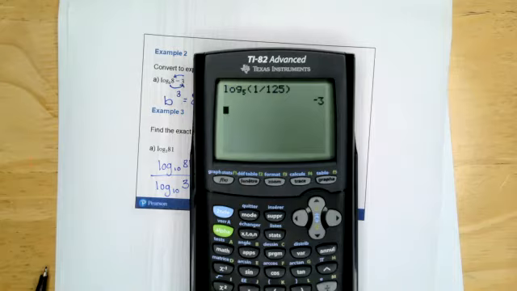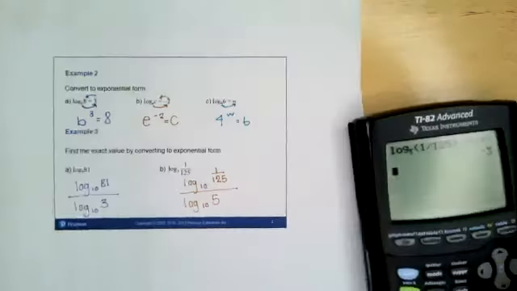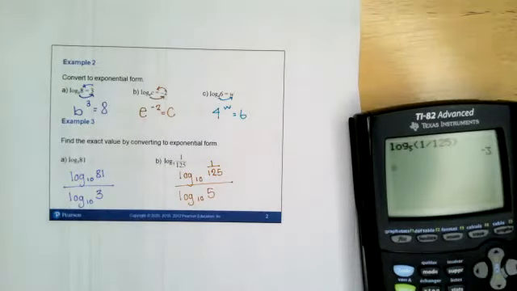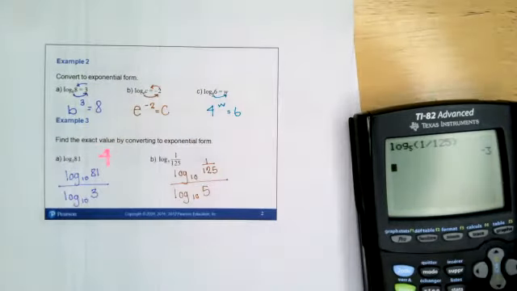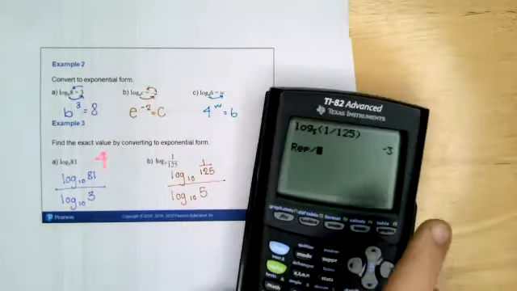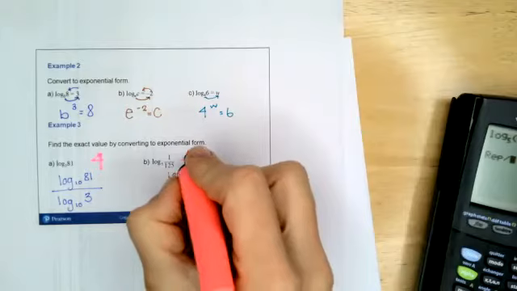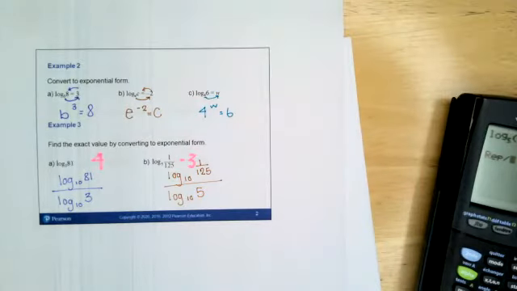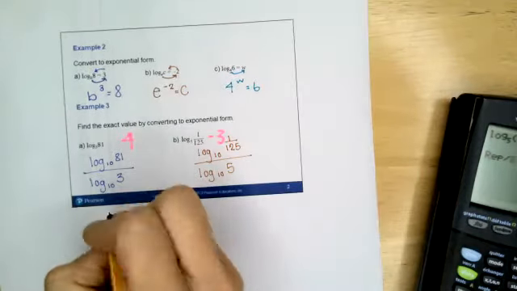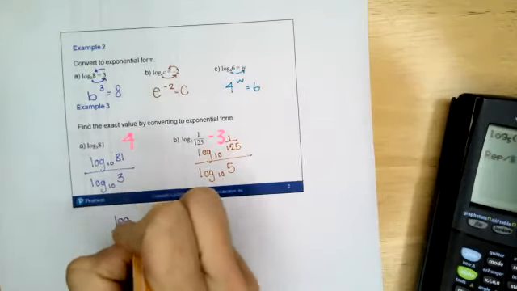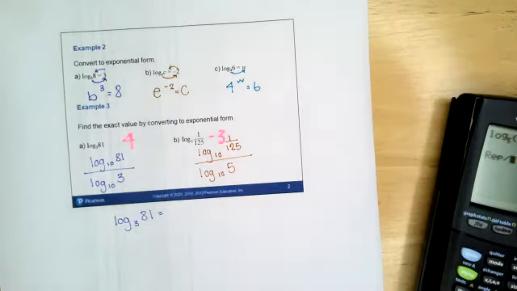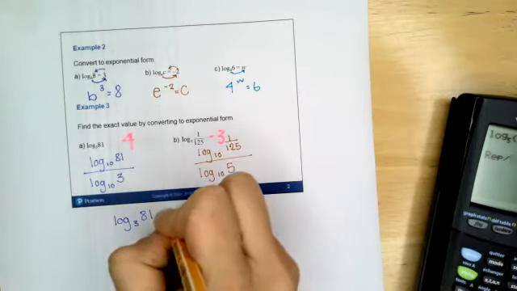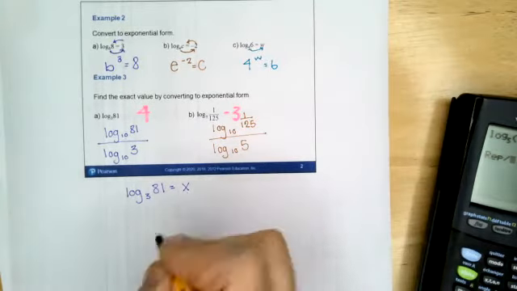Or we can convert them to exponential form, which is what they actually asked us to do, right? So we said that this was the number 4. And that this one's the number -3. What if we converted it to exponential form? Log base 3 of 81 equals, I don't know, right? So if it's I don't know, I'm going to put the letter x.